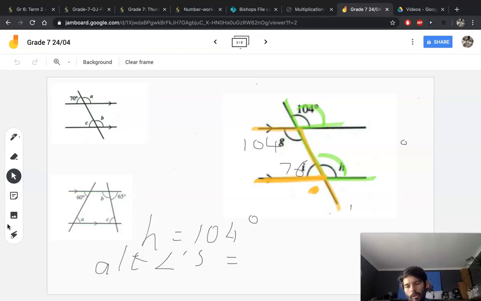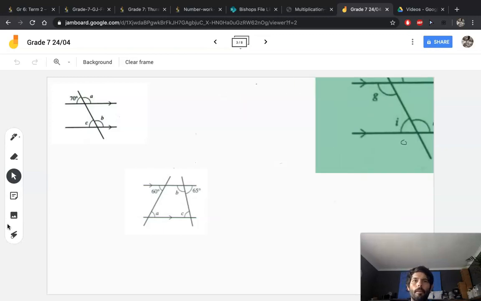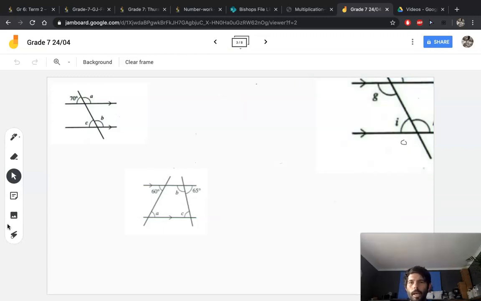Right, and then your last one that you needed to work out is the one on the bottom left. Let's move that other one out the way. Okay, and here you can again start off where you think is best. I'm going to have a look at an alternate angle. Okay, there it is there. So I know that A is equal to 60 because alternate angles are equal.